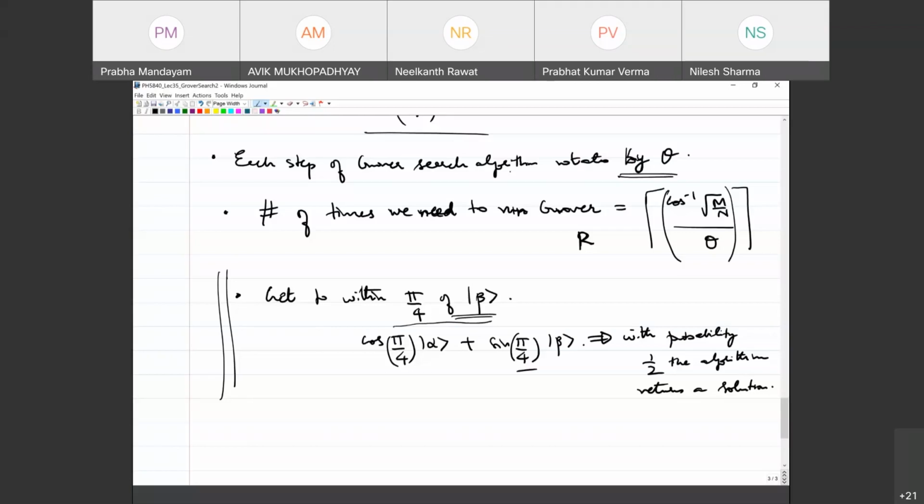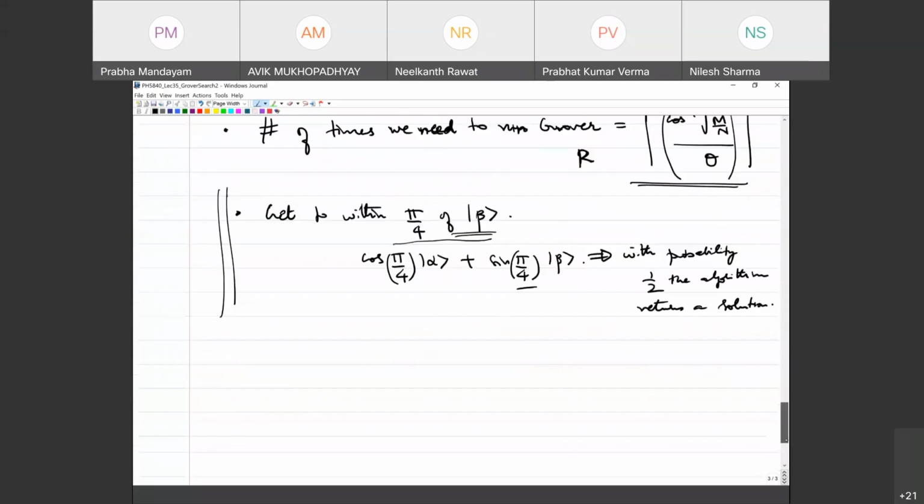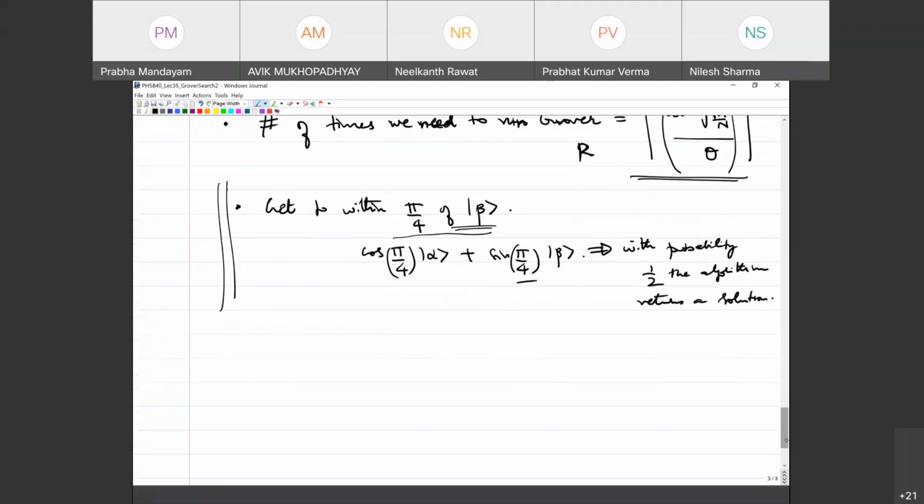So anyway, let me look at this now, the cos inverse square root m over n by theta, and just try to bound it. And then if there are questions, we can look at that. Okay. So now let's say that m is much less than n. We'll come to what happens when m is not so small. You'll find that it's more advantageous for this algorithm to have fewer solutions. In fact, if you have just one solution, the algorithm works better.